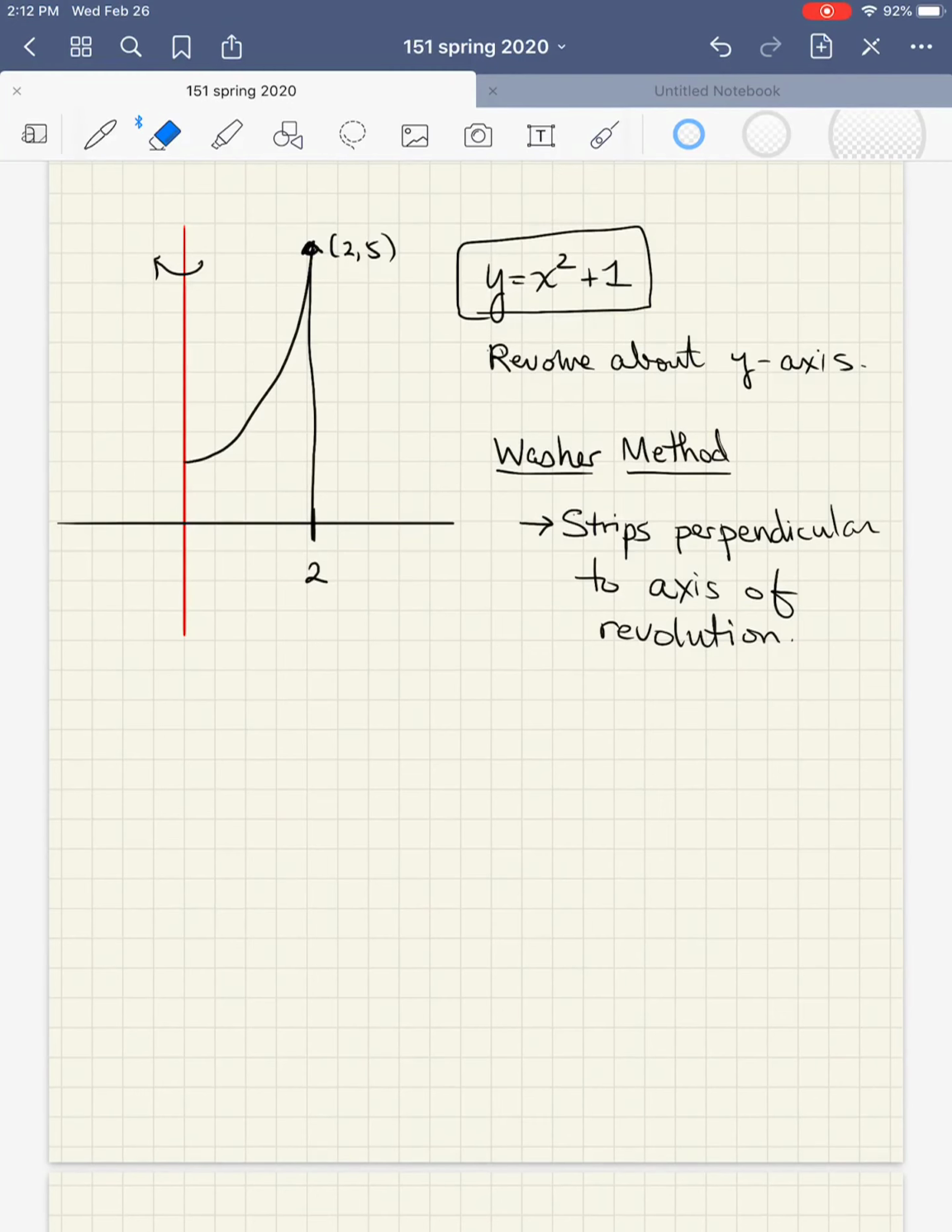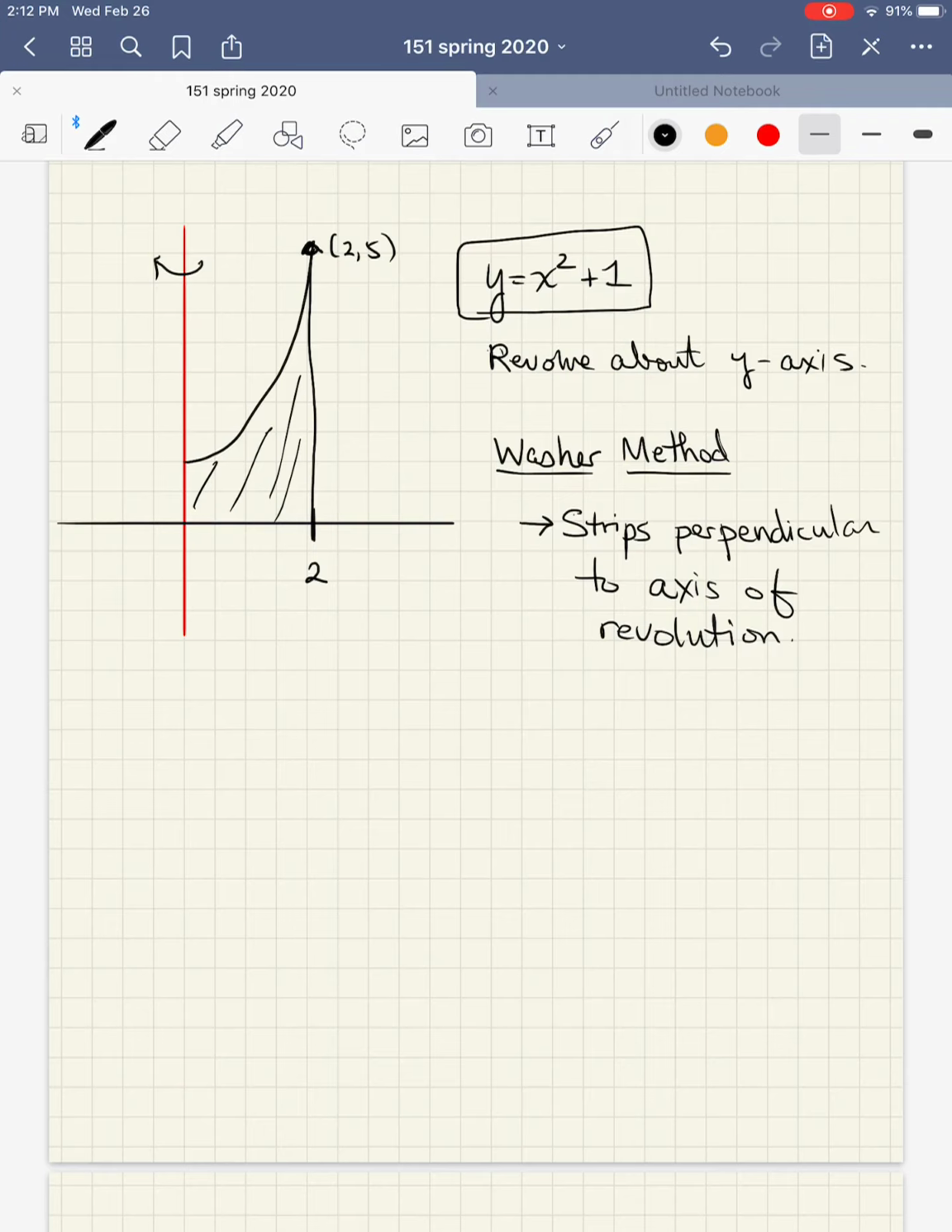All right, welcome back. I want to solve a volume problem, and I'm going to solve it in two ways. In this video, I'm going to solve it with the washer method. At the moment, we have the curve y equals x squared plus 1, and I've indicated this region here. Let me shade it in.